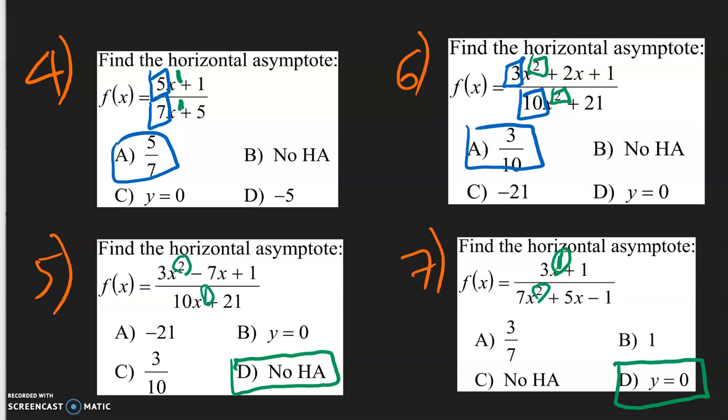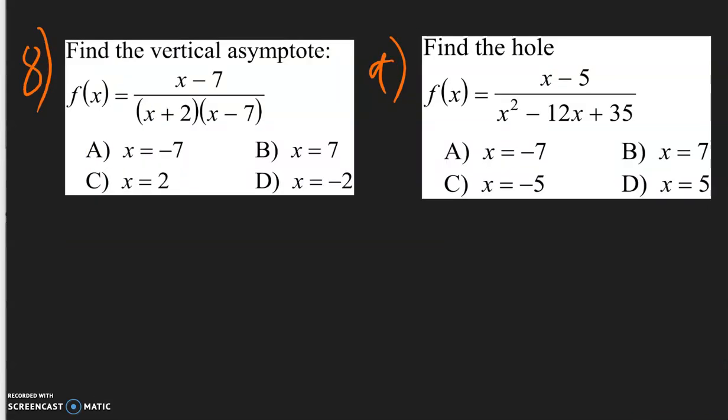So for the test, make sure you understand the 3 cases. What happens when the exponents are the same on the top and bottom? What happens when the top is bigger? And what happens when the bottom is bigger? Number 8 and number 9 are both testing you about excluded values. There are 2 types of excluded values, and they both happen when the bottom, your denominator, is equal to 0. So you want to focus on the bottom.